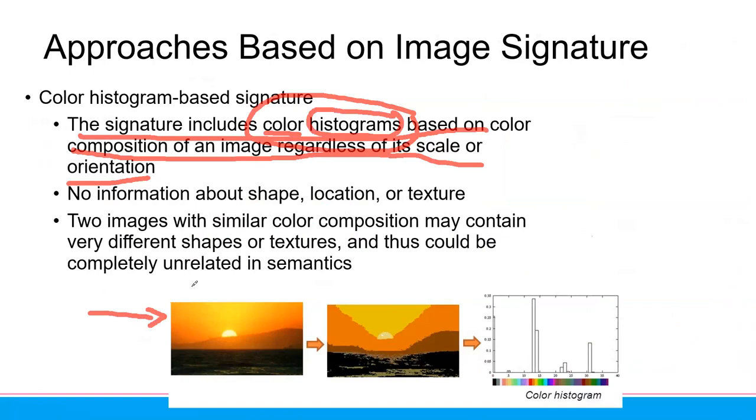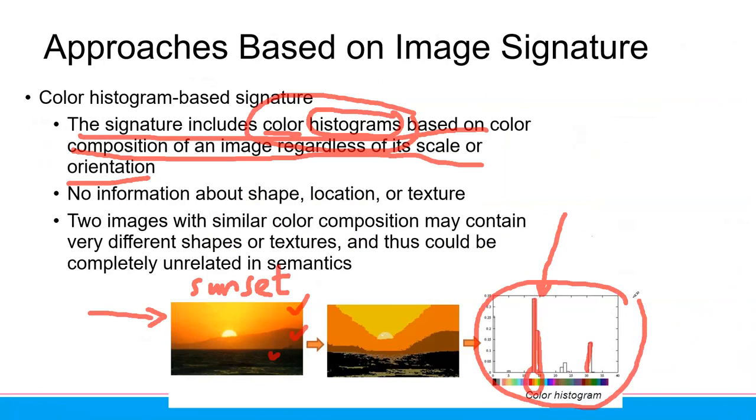This is a sunset picture. Based on this picture, we know that there is a lot of yellow. Maybe this is dark yellow, and this is black. The color yellow, you can see in the color histogram, is very high, meaning there is a lot of yellow in this figure. There is a lot of orange, and this is also dark yellow. Then I can say that if the color histogram is similar to this one, it can be a sunset image. There is no information about the shape, location, or texture, just the color histogram.